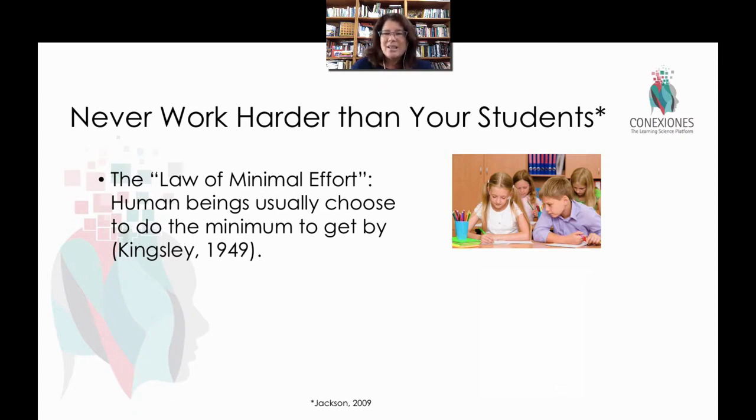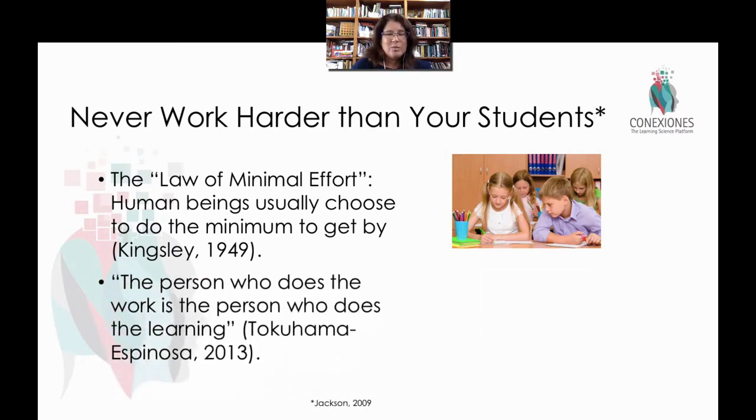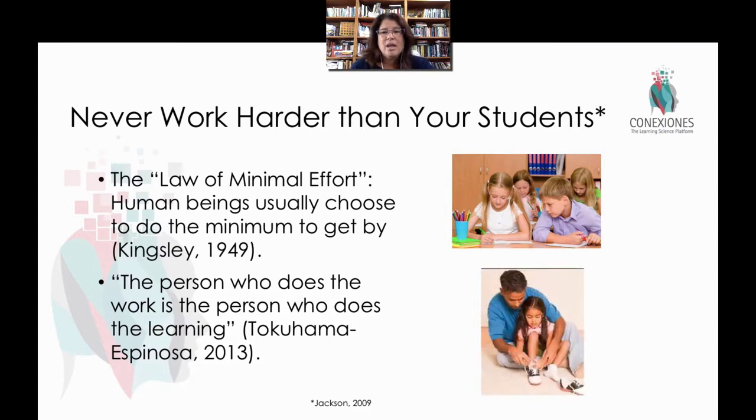The other element to this, the second part of this, is that it's really key to understand that the person who does the work is the person who does the learning and the person who feels the motivation. So, you know, this dad is doing a great job. He's not tying the shoe for the kid. He's helping the kid learn to tie her own shoes. Because we know that if the dad ties the shoe over and over and over again, the dad gets really good at tying the shoe. Same thing. If the teacher helps the kid color in all the painting, well, the teacher's getting great at painting.